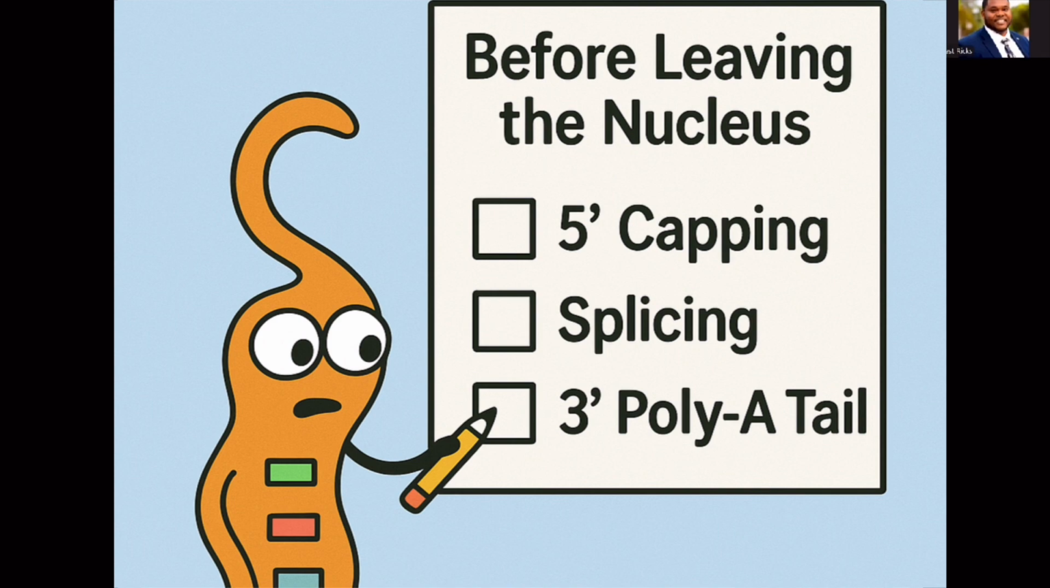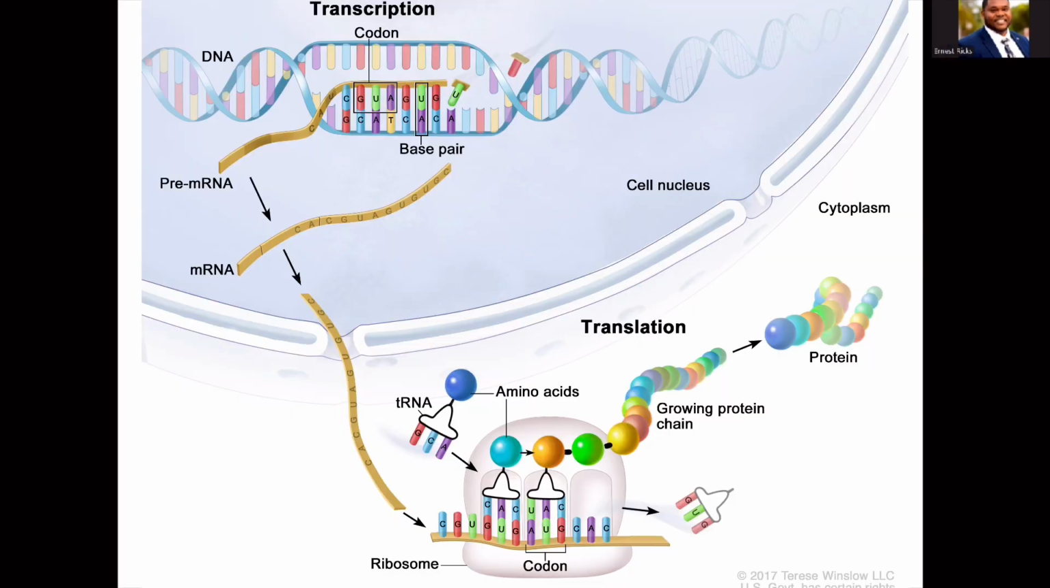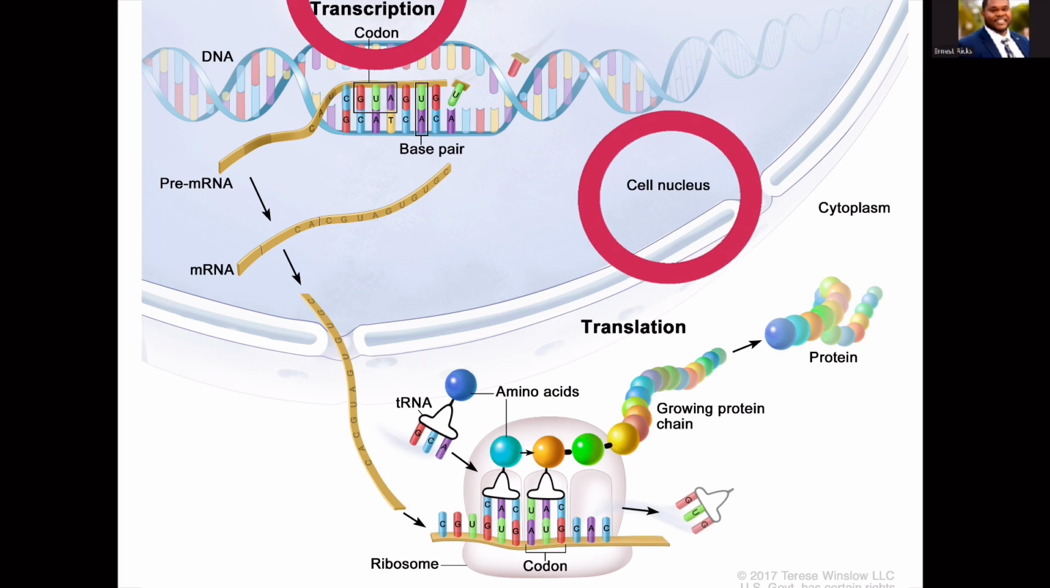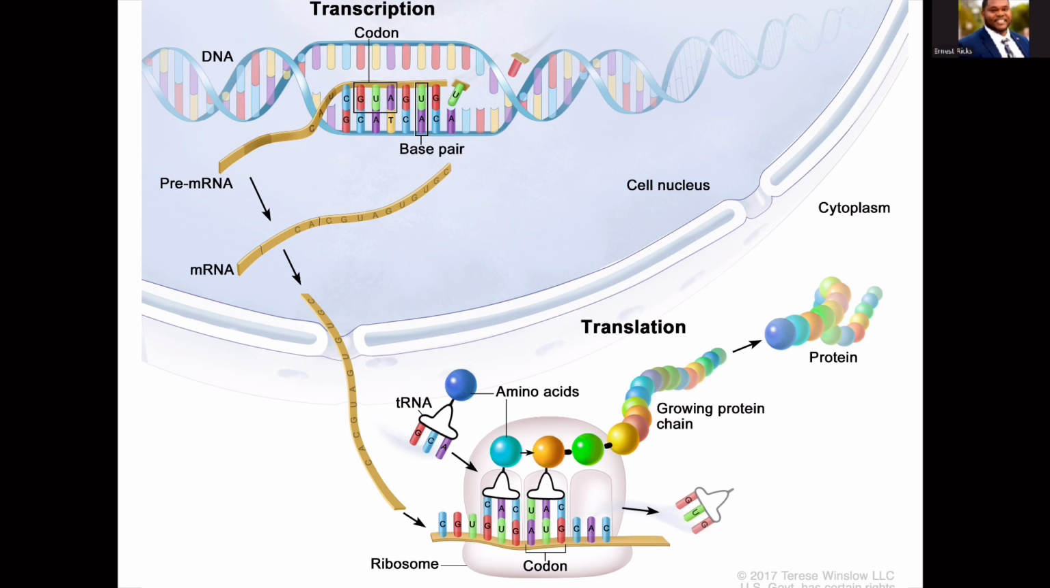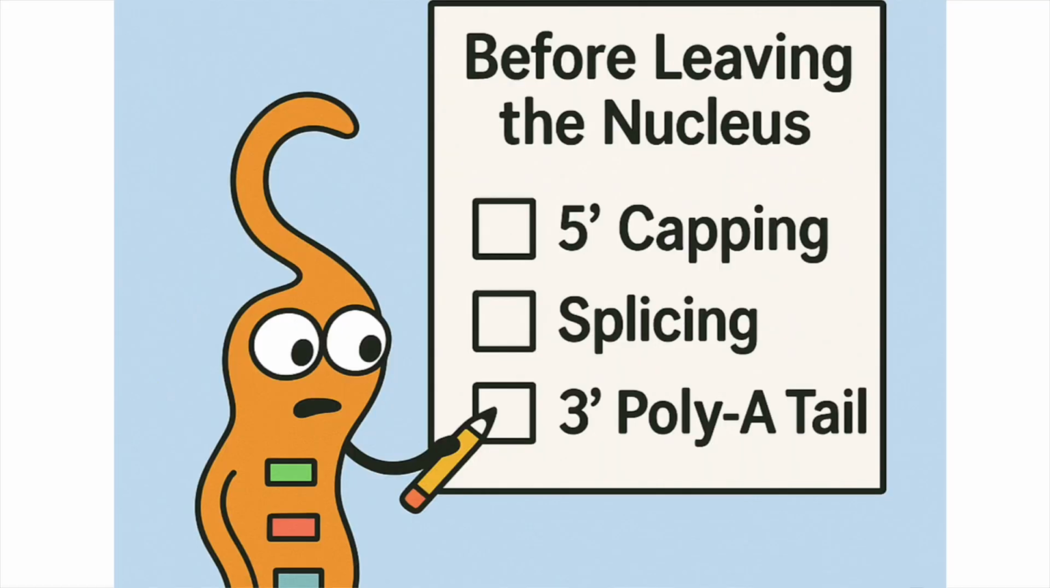Now, finally, before the pre-mRNA can leave the nucleus. And so remember that transcription happens in the nucleus and translation happens in the cytoplasm. But once transcription is done, that transcript must leave the nucleus in order to be translated in the cytoplasm. How does that happen? What happens before it can leave? Well, three things happen before it can leave.